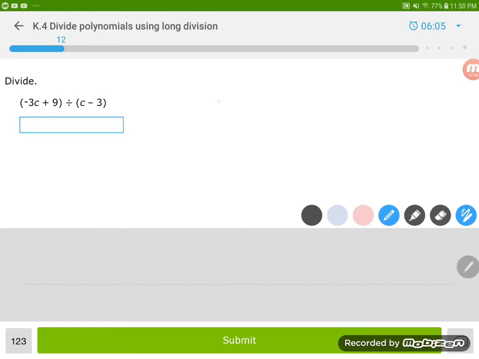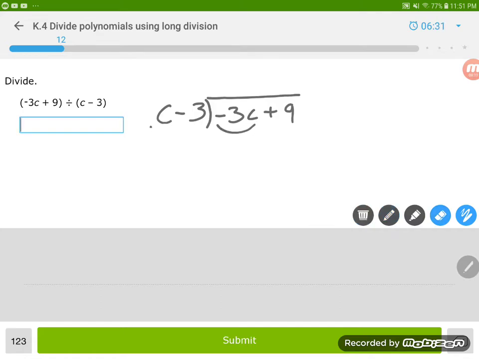Okay, so same thing. We're going to go a little bit faster. We're going to set up our division symbol. So we have c minus 3. That's going to go on the outside, and negative 3c plus 9. That will go on the inside. So remember, our question is, what do we need to multiply c by to get to negative 3c? And well, we just need to multiply that by negative 3.